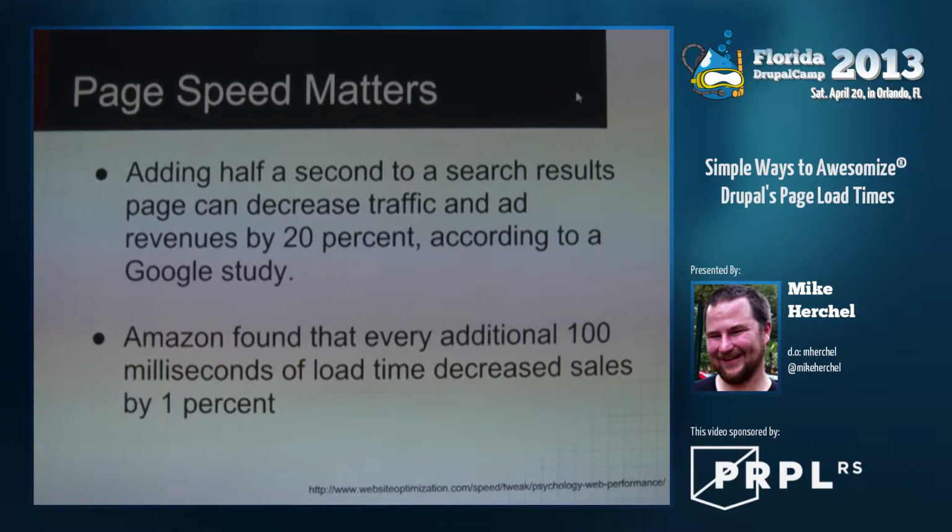You can Google page speed quotes or statistics and come up with a list of these. I like to correlate it to money because slow websites lose you money. Reading this right here, half a second added to a search result decreases your page traffic by 20%, according to Google. Amazon found that every 100 milliseconds of load time decreased sales by 1%. That's a lot right there.